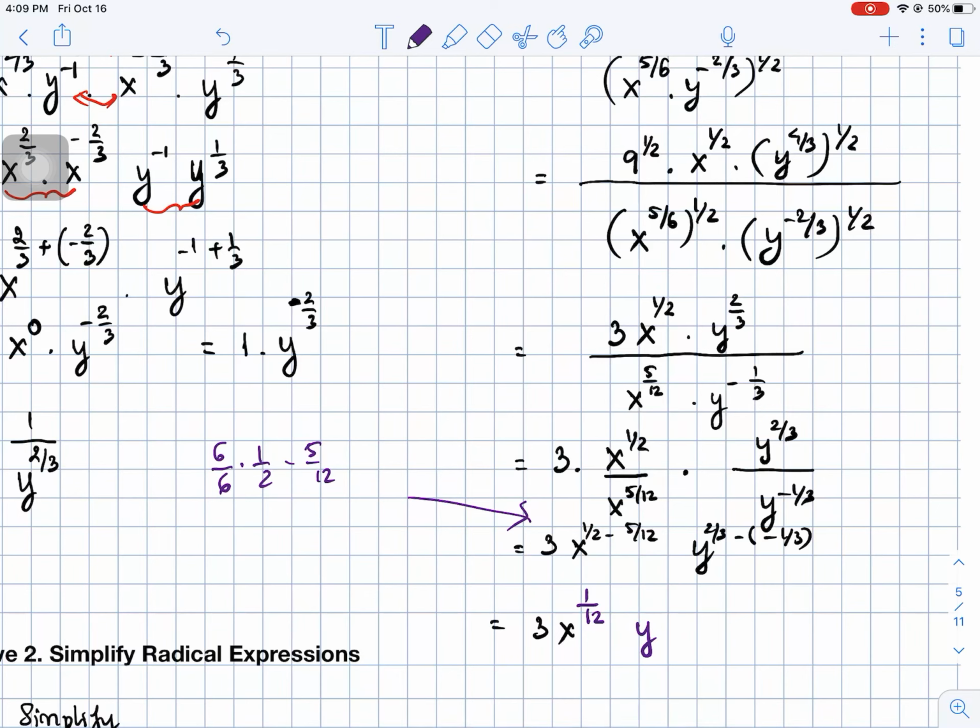Okay, so I'm going to go outside and calculate because I do not have enough space. So 1/2 minus 5/12. The LCD is 12. So we get 6/12 minus 5/12 is 1/12. And for the y, we have 2/3 plus 1/3 is 3/3, and we get y to the exponent 1.